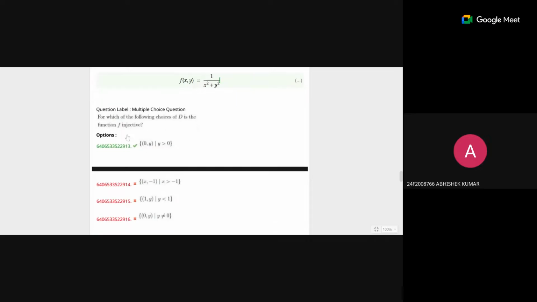So, the question is saying: for which of the following choices of D is the function injective? So, what do you mean by injective function?